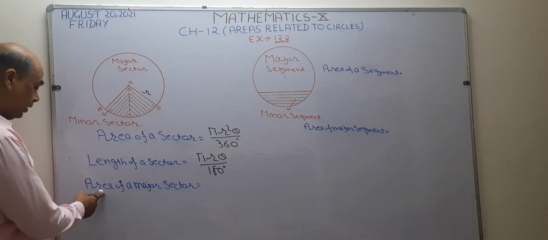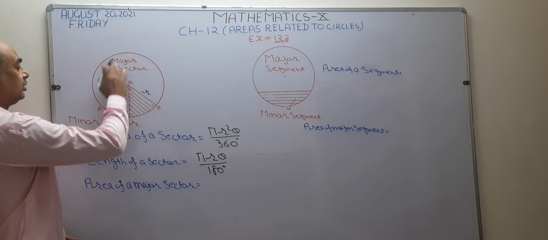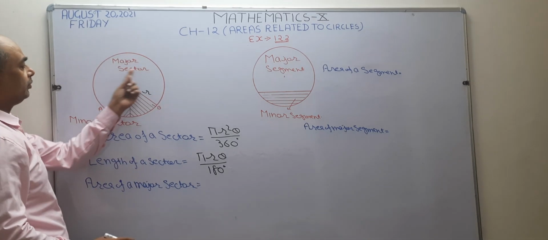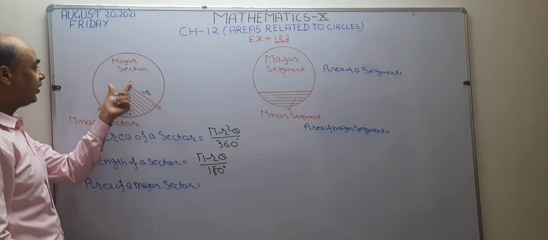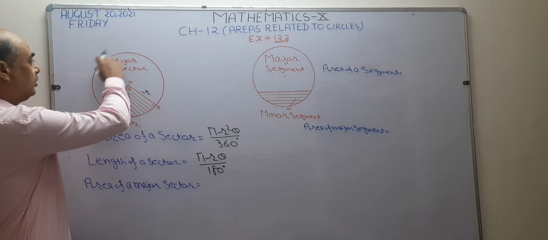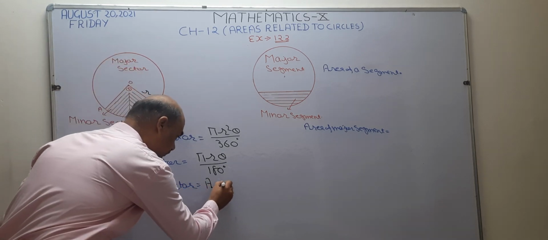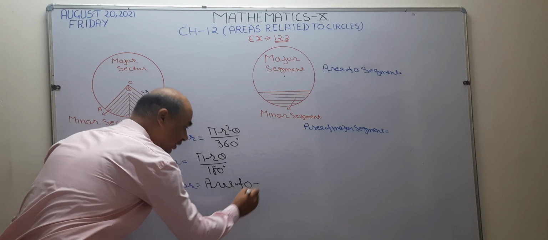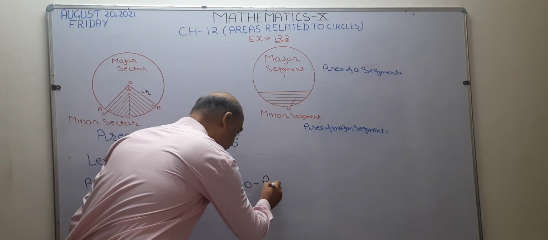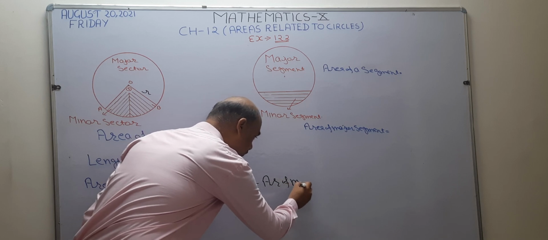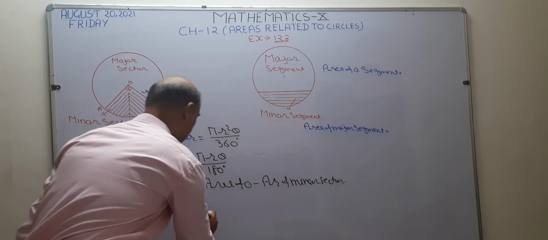Now here comes area of major sector. Major sector means this sector. Unshaded region is known as major sector. Okay, how we find the area of major sector? This complete figure is circle. So write here area of circle minus area of minor sector. Write here area of minor sector. How we find the area of circle?